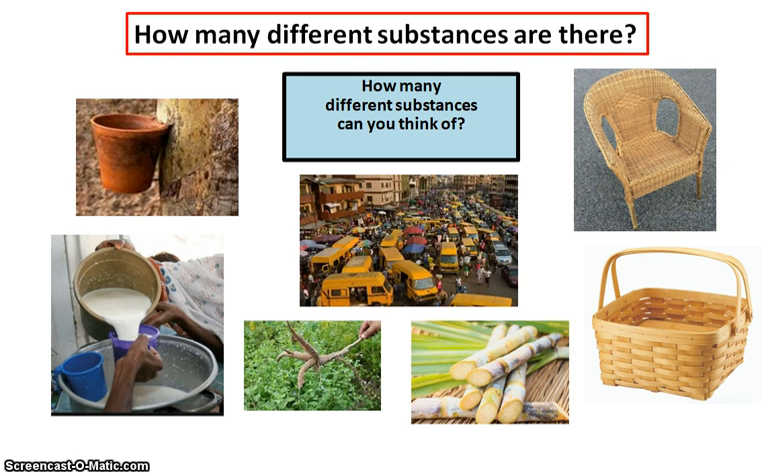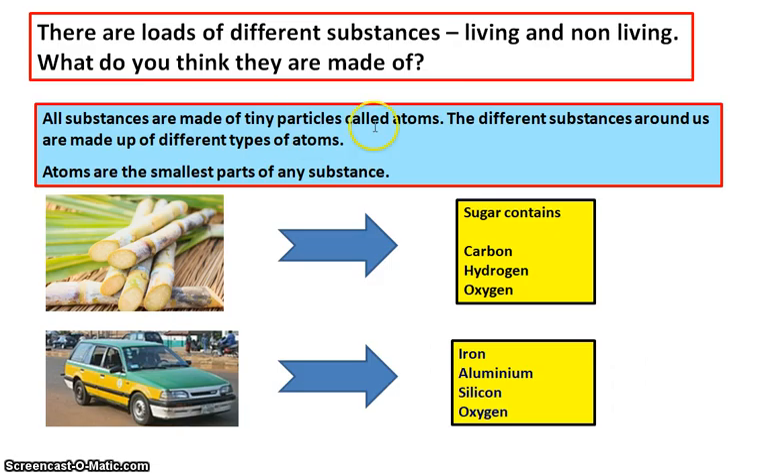Now, as you can see, there are loads of different substances. Some are man-made, others are natural. So even though this is man-made, it is made from natural materials. So all substances are made of tiny particles called atoms. The different substances around us are made of different types of atoms.